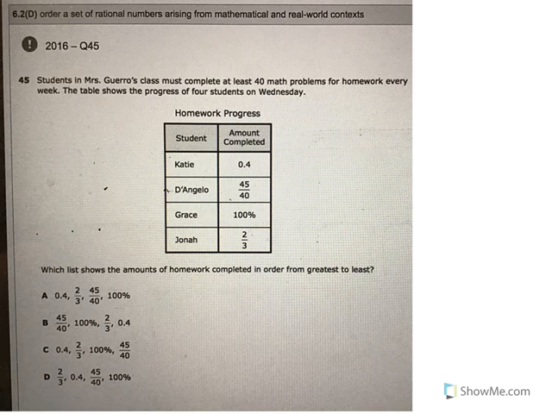I believe that's it. Oh, we got one more. So again, which list shows, and this is 6.2D, which list shows the amount of homework completed in order from greatest to least? Again, we want to pay attention to which one's greatest to least, or least to greatest. This time we want the biggest number. So I'm going to turn all these numbers into a decimal. This one's easy.